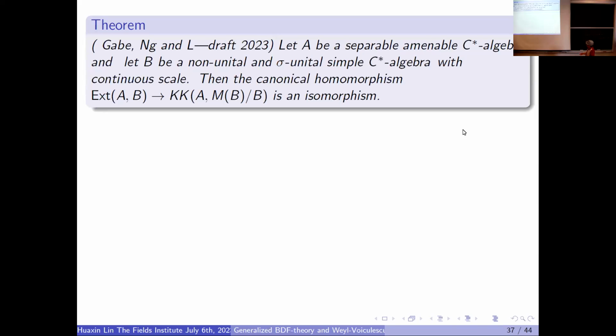I'm sorry, that's right. And then this canonical map is actually an isomorphism. So what I want to emphasize here is that you do have an isomorphism of this KK element. It's just a different one from the original description. Okay.